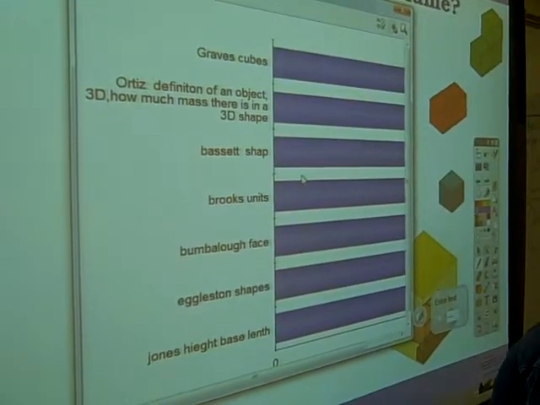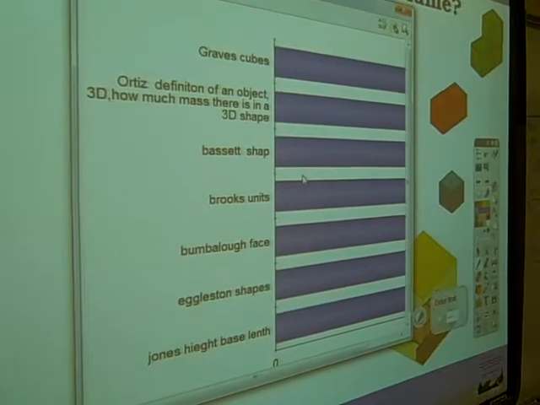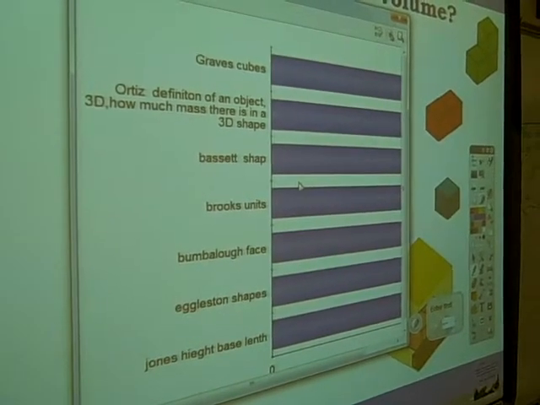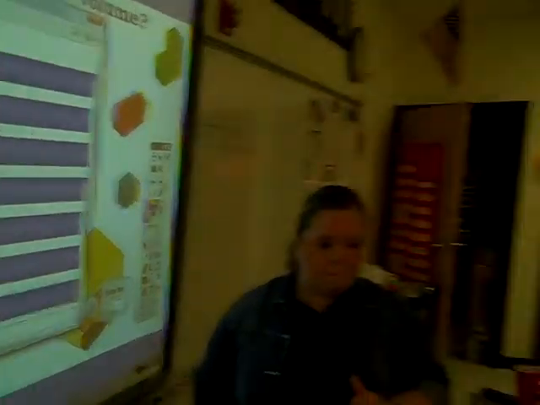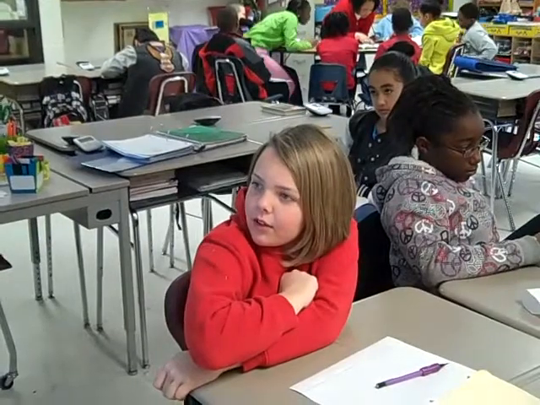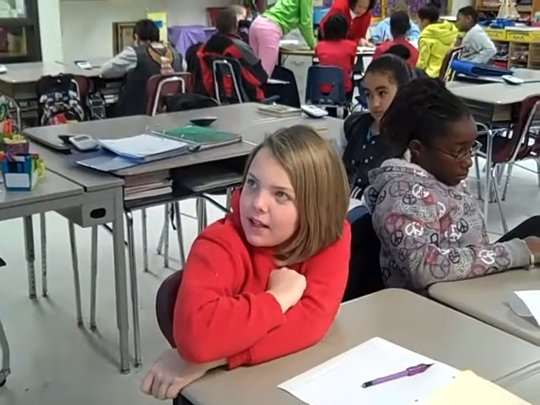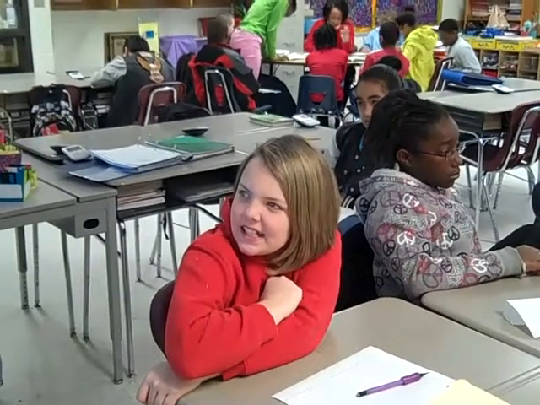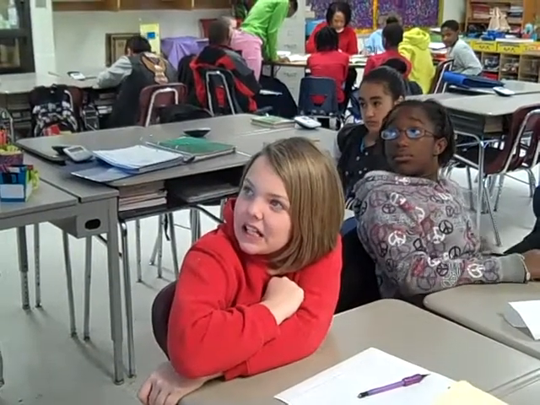Okay, Ashanti put shape. That's correct because we're talking about 3D shapes. Kimberly put units. What do you mean by units? Okay, you got the 1/4 part, right? You needed the operation symbol that you were going to use in here. What is a unit, do you think?